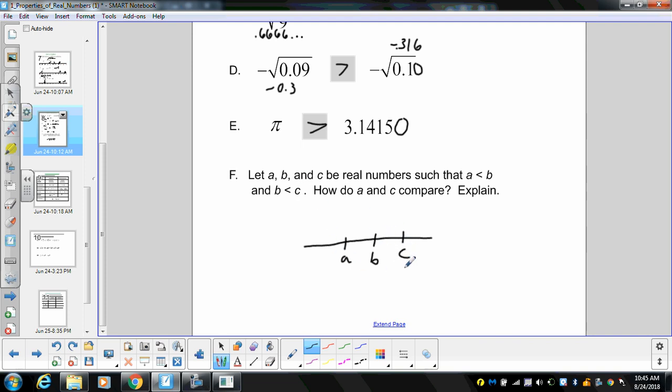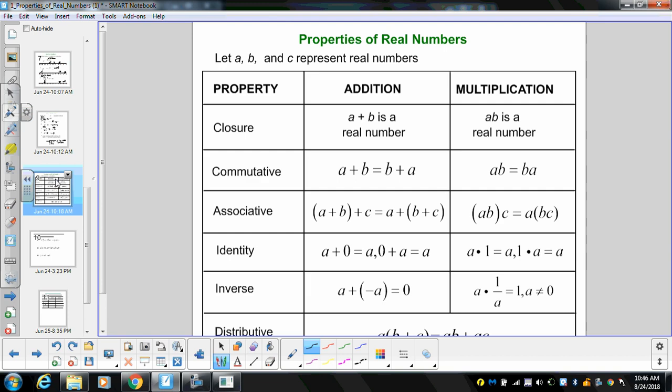So just looking at this number line here, we can tell that if we're comparing A to C, A must be less than C. Okay? Since A lies to the left of C, using logic. All right, make sure y'all get that. Let's move on to the next one.